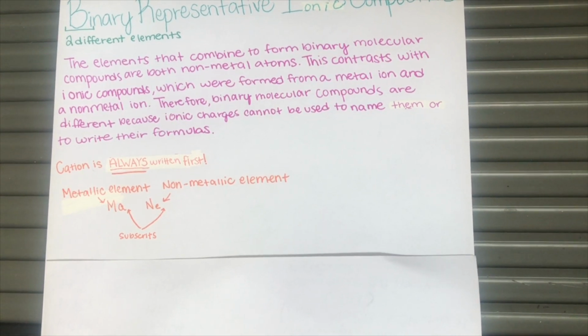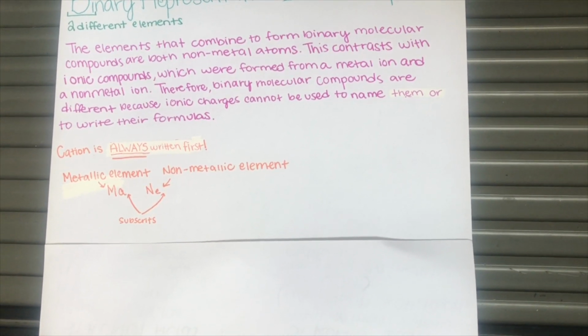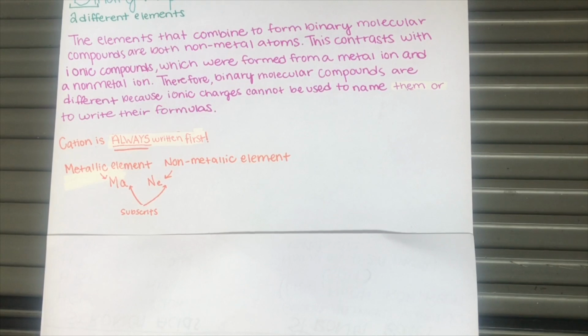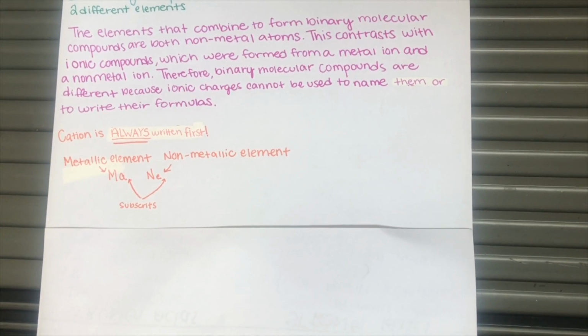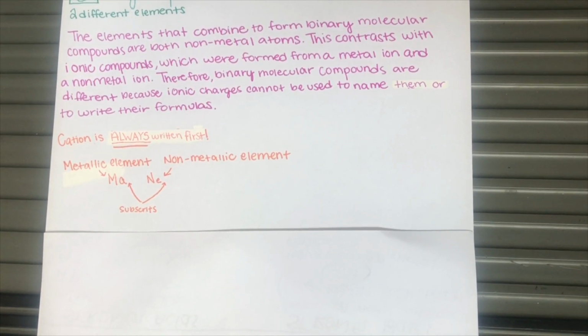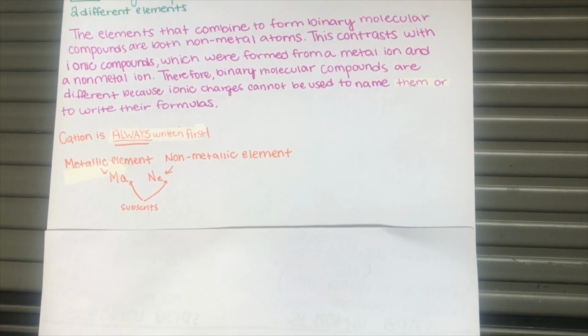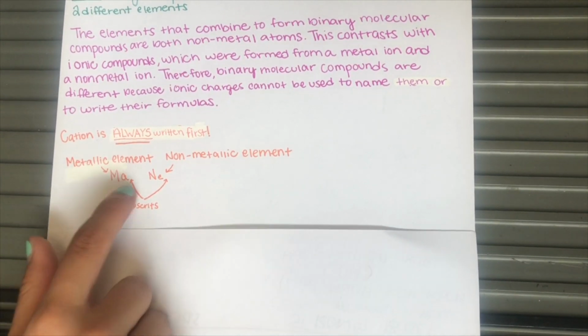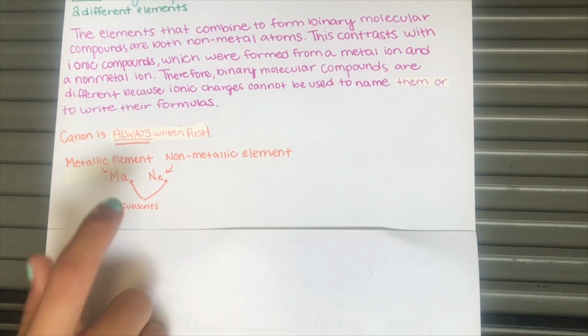The cation is always written first. M is the metallic element, and E is the non-metallic element. The subscripts are always written below and after the element.